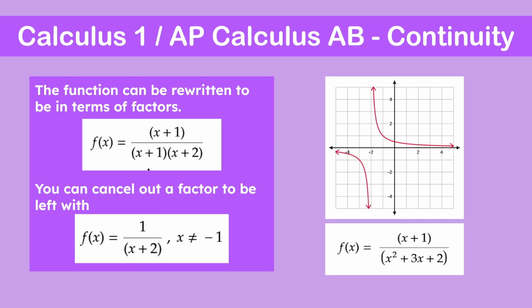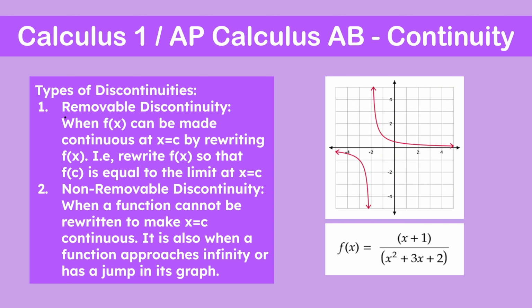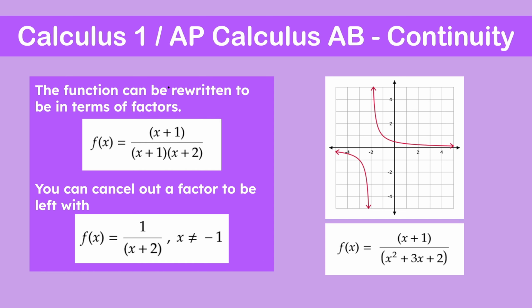So let's see if there are any removable discontinuities where we can rewrite the graph so that it's still continuous. In order to rewrite it, we can factor it. As you can see here, we can factor this into (x + 1) times (x + 2), since we need factors of 2 that add up to 3: 2 and 1. So we have this over here.